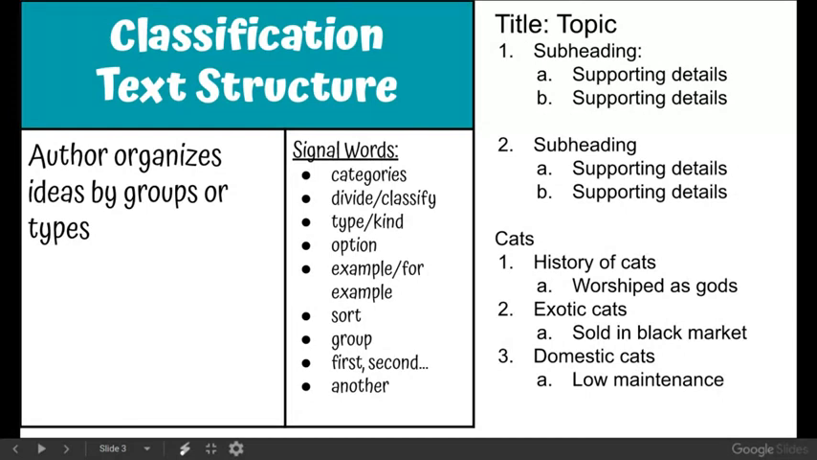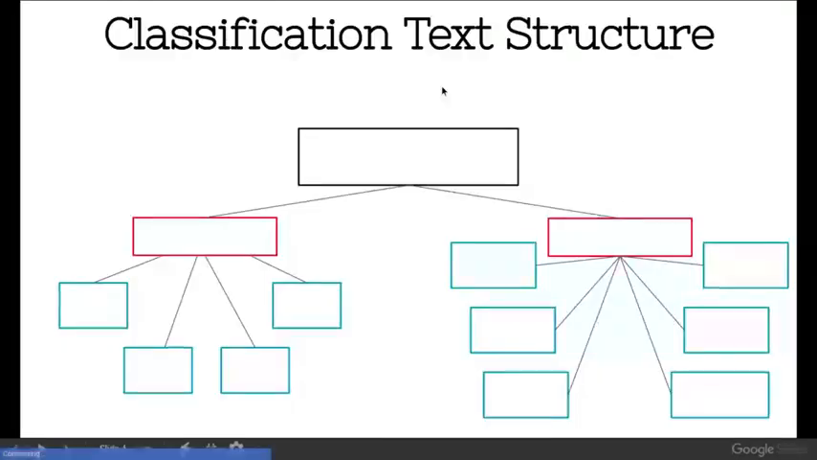When you are reading or writing a text structure of classification, these are signal words that you should use or look for to determine this type of pattern. A lot of for examples, using the word classify or categories. You could say cats are categorized in many different ways. There are different types or kinds of cats. There's different groups. And so you would look for these signal words to determine that this passage or text or article is using the classification text structure.